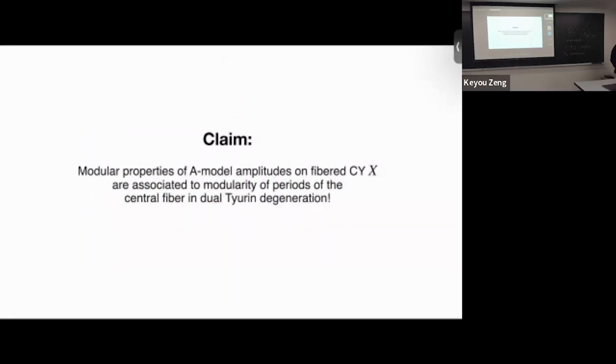So the punchline is this claim: modular properties of A-model amplitudes on fibered Calabi-Yau's X are associated to modularity of periods of the central fiber in the dual Tyurin degeneration. And we expect this is a much more general phenomenon, sort of a consequence of DHT, and we are in the process of exploring it.